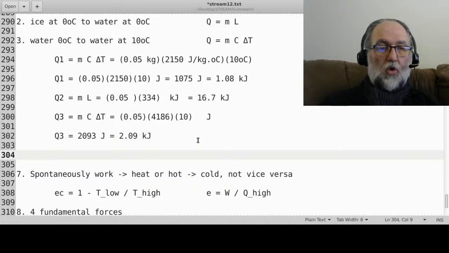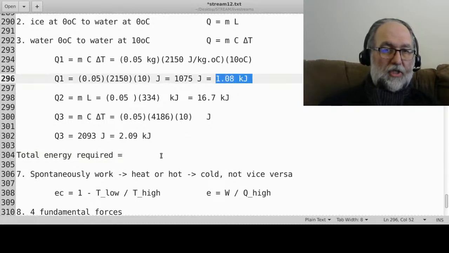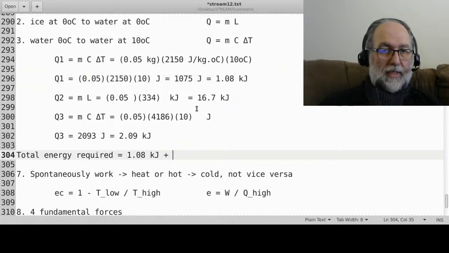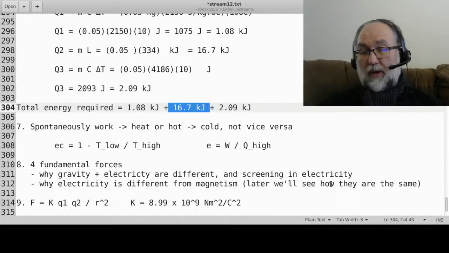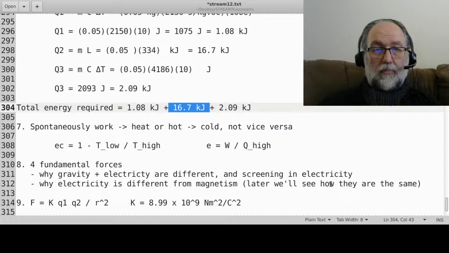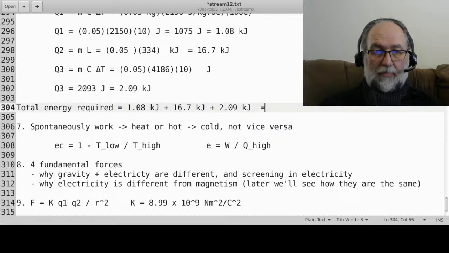Okay? So what's the total energy required? Well, it's going to be the energy to get the ice up to 0 Celsius, plus the energy to melt the ice, plus the energy to heat up the water. Okay? Which one took the most? The melting. The latent heats are usually much bigger than the other heats. Okay? All right, so what's that going to equal, just to finish off that problem?